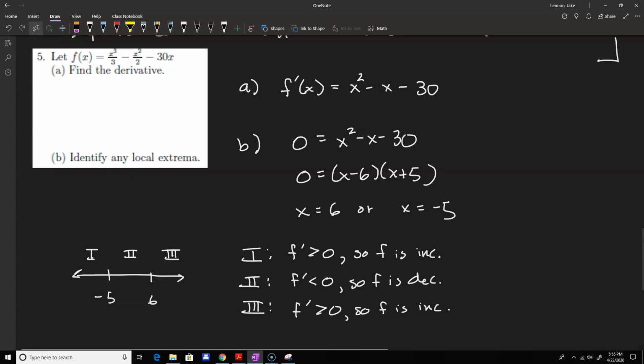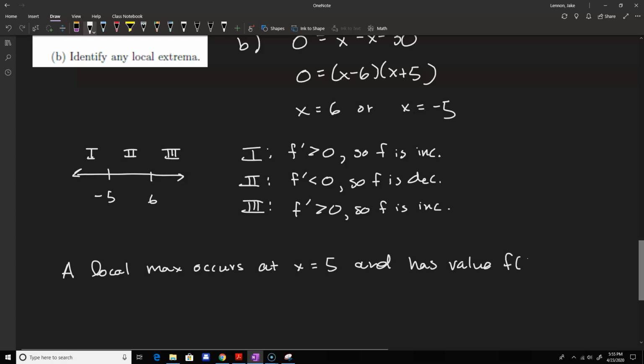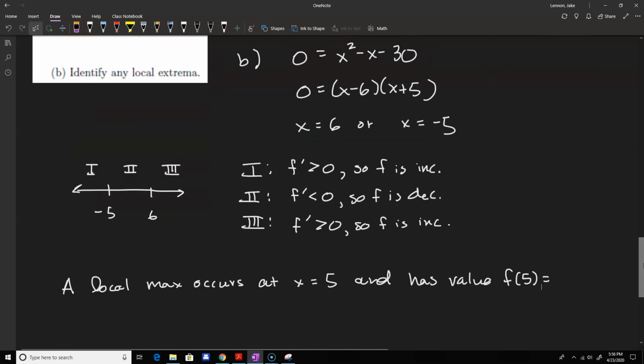So basically what this means is a local max occurs at x equals 5. And if they ask you for the value, we need to plug that into the original function. So we would say f of 5, and we need to plug that into the original function, the x cubed over 3 minus x squared over 2 minus 30x. So let's figure out what that is.